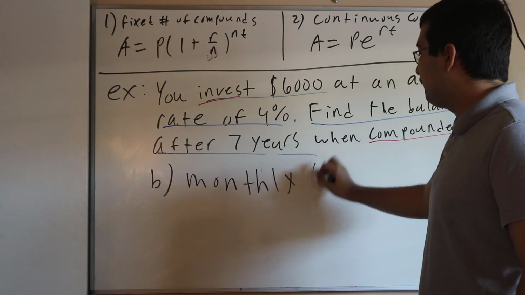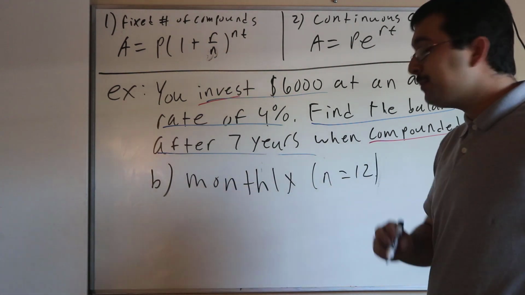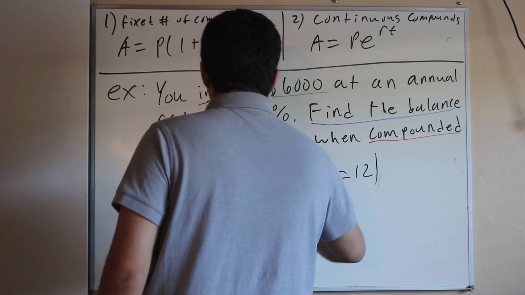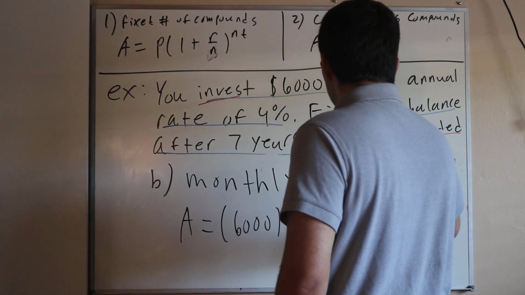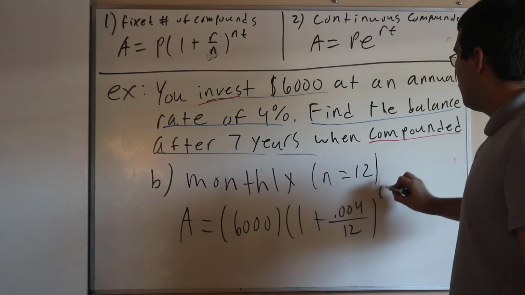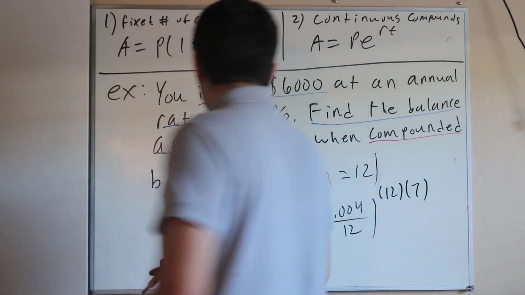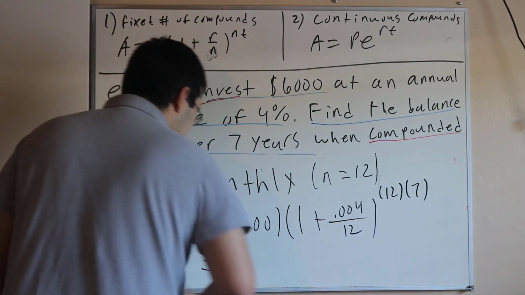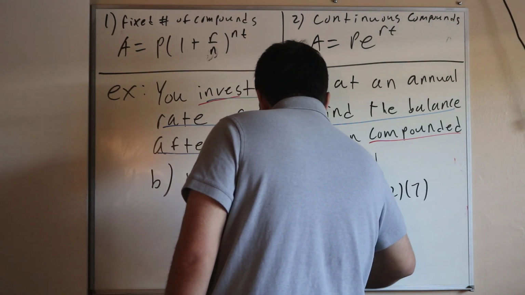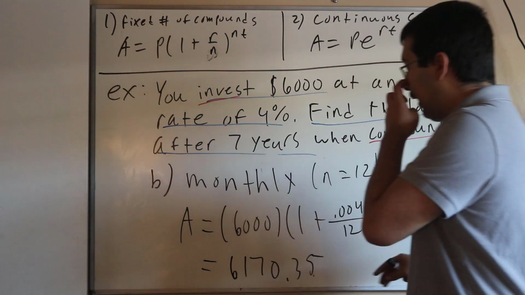So for the monthly example, using that English meaning, n is going to have to be 12 if we're compounding monthly. So that means A equals 6,000 times the value 1 plus the rate, 0.004, divided by the number of compounds, 12, to the power of 12 times 7, because we're considering this after 7 years. Okay, and this answer is 6170.35, let's say.